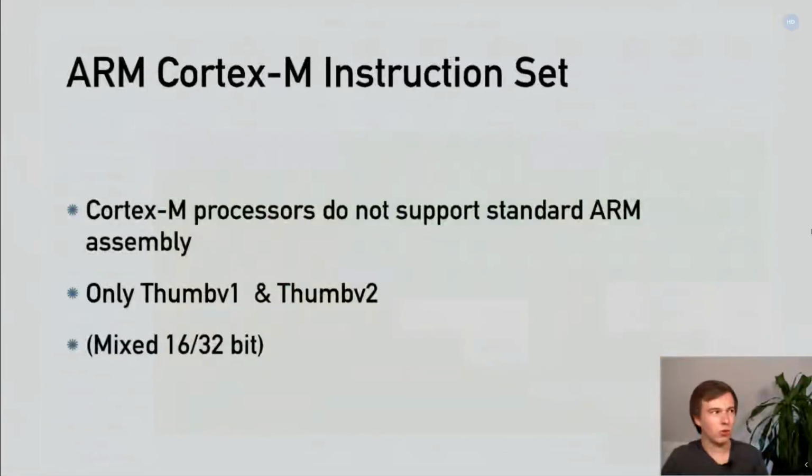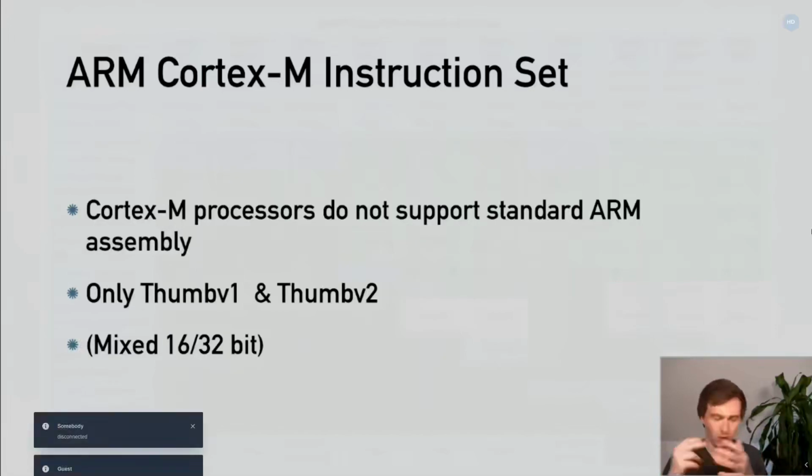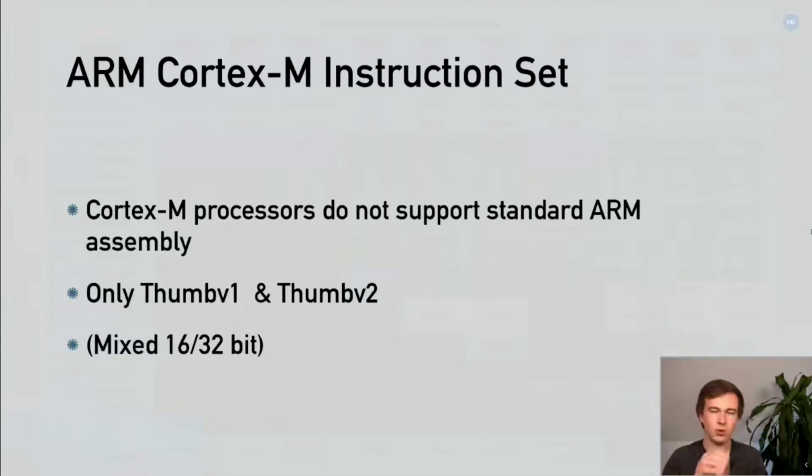If you've ever written code for older or bigger ARM processors, you probably know that the original ARM instruction set is a fixed-width 32-bit instruction set. This instruction set is not supported on ARM Cortex-M devices. Instead, they only support the Thumb and Thumb v2 instruction sets, so that you have 16-bit instructions, and sometimes with Thumb v2, even smaller 32-bit instructions.